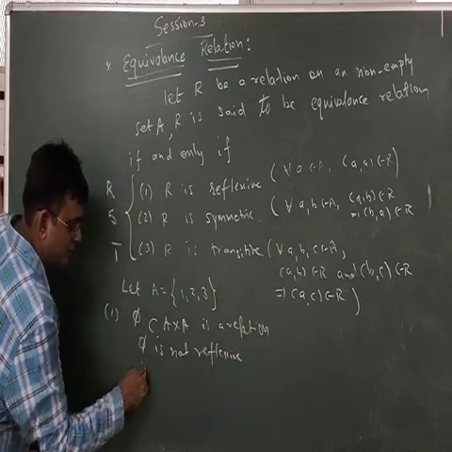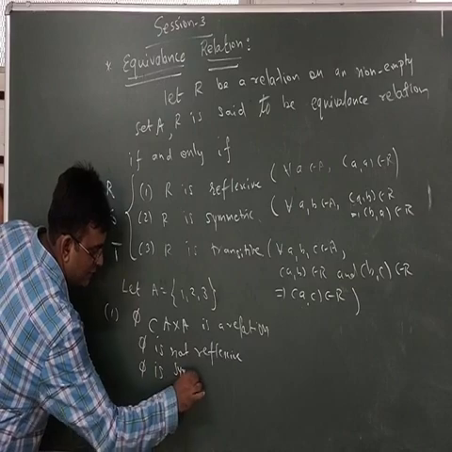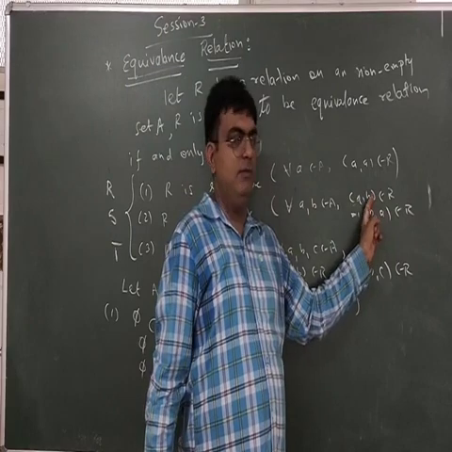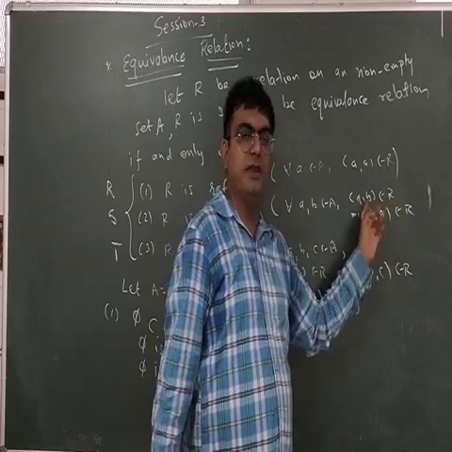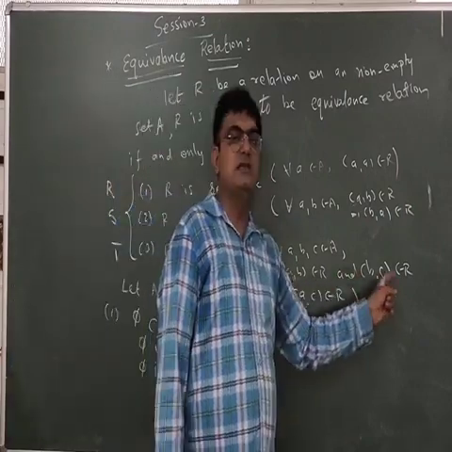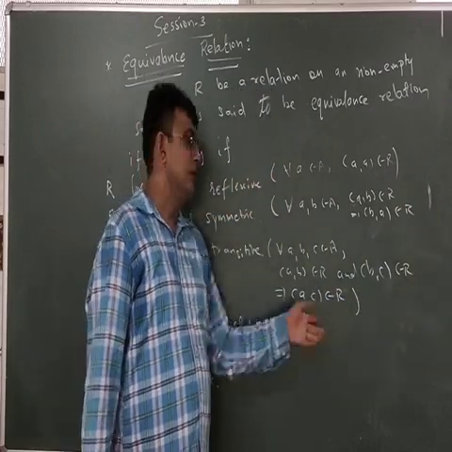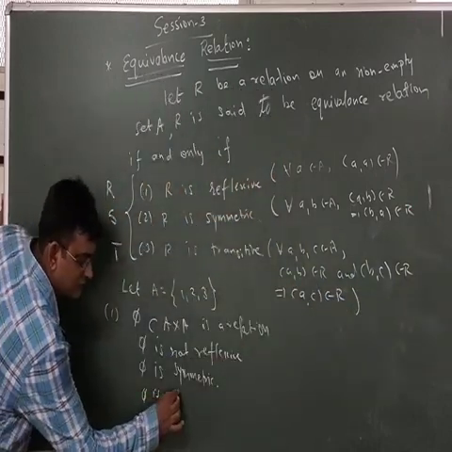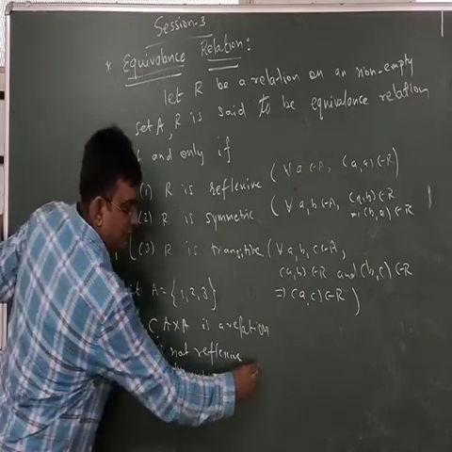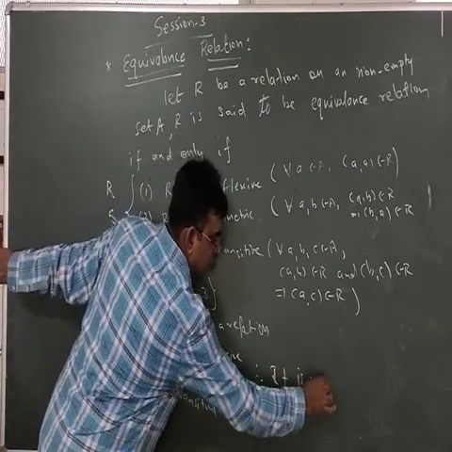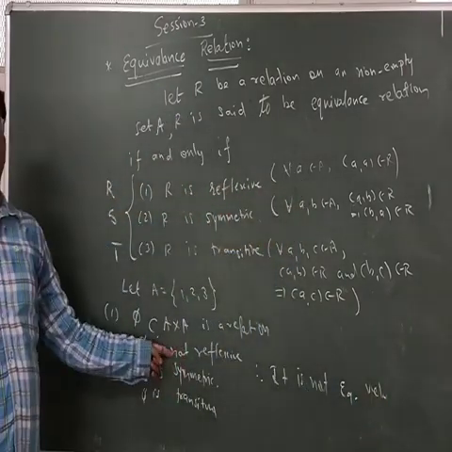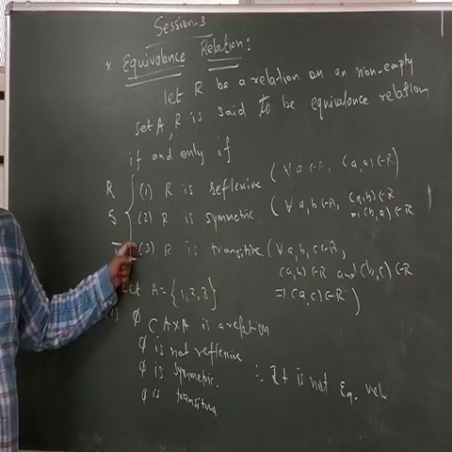What about symmetry? The null set is symmetric. Why? Because the condition starts with: if (a, b) belongs to R, then (b, a) belongs to R. There is no such pair. Similarly, the transitive property starts with (a, b) belongs to R and (b, c) belongs to R, then we must have (a, c) belongs to R. There is no such pair. So the null set is also transitive. It is not reflexive, but it is symmetric and transitive. Therefore, it is not an equivalence relation. Why is it not an equivalence relation? Because it is not reflexive. We must have all the three properties satisfied.